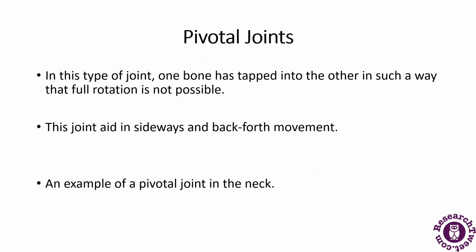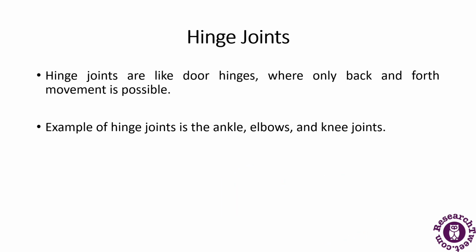The pivotal joints. In this type of joint, one bone fits into the other in such a way that a full rotation is not possible. In the ball and socket joints, the rotation is possible, but in this particular joint, the full rotation is not possible. This joint aids in sideways and back and forth movement. The example here is the neck. We cannot rotate the neck fully.